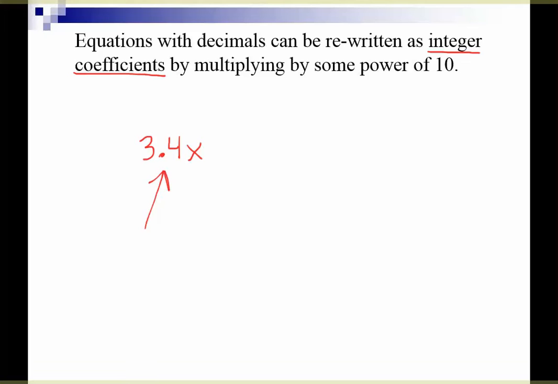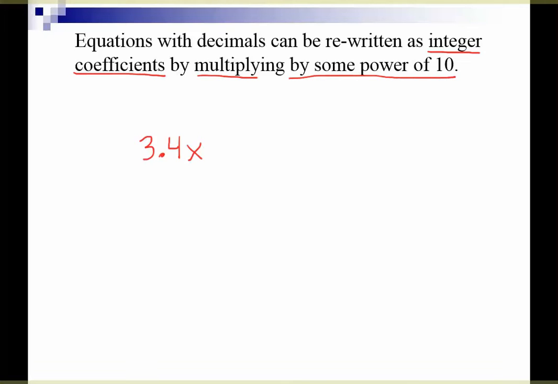But when we're working with decimals, it would actually be easier if we could change them into integers. What is an integer? Well, remember, an integer is a whole number or its opposite. Basically, think of them as positive and negative whole numbers. So how would we change something like 3.4 into a whole number? What could you multiply it by? Well, you could multiply it by some power of 10.